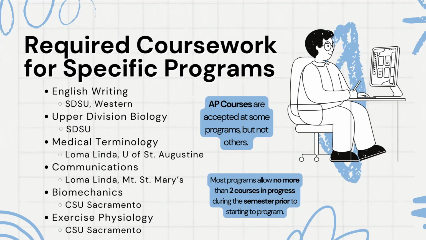And then to note, most programs allow no more than 2 courses in progress during the semester prior to starting the program. So as an example, for Long Beach, they have a summer start in May. So you cannot take 2 or more prereqs in the spring. They have to be done by the previous fall. Hence why I am a whole cycle behind. But it is what it is. So just make sure that you map out your degree essentially. It's extremely important to make sure you get all these classes done in time if you want to go straight to grad school, which is not the worst thing in the world, by the way, if you have to take a gap year.